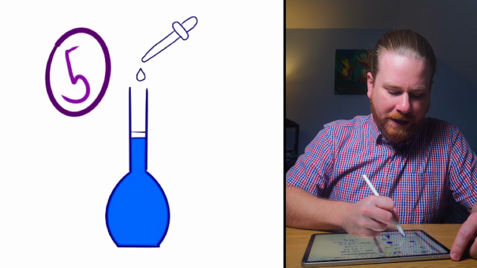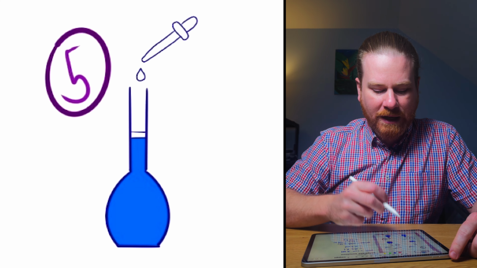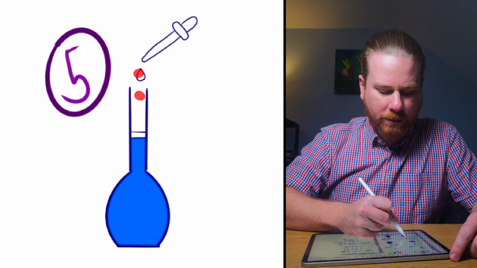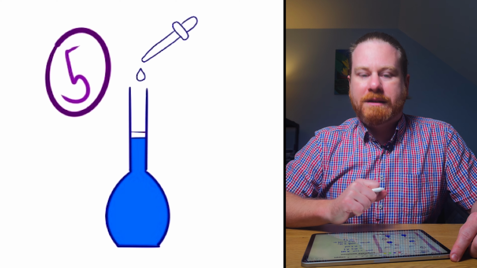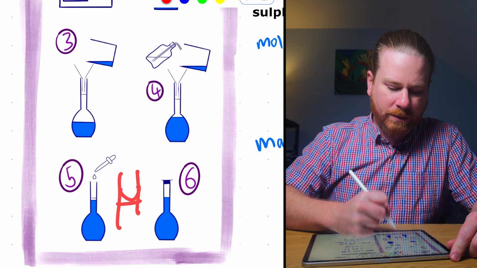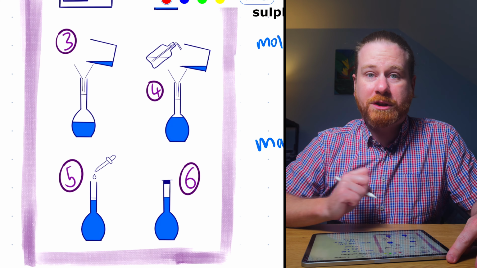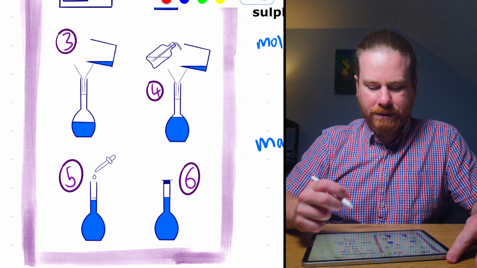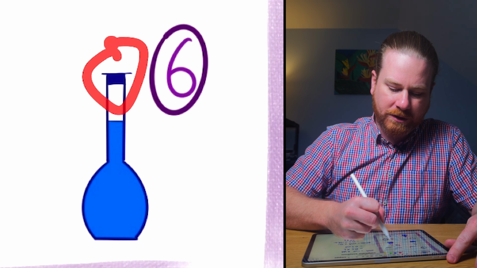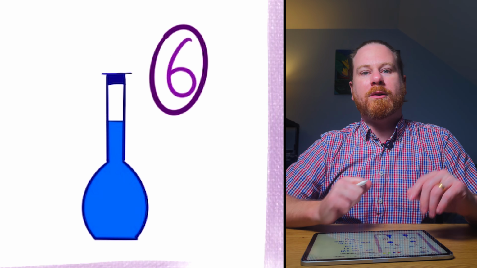So you're going to be very carefully adding distilled water to just below the line. Then you're going to very slowly, drop by drop, add distilled water until your meniscus is just above the line, as you should hopefully know from using a measuring cylinder. Then once you've added the correct volume of distilled water, you're going to put a stopper on your volumetric flask, and then you're going to thoroughly mix it.